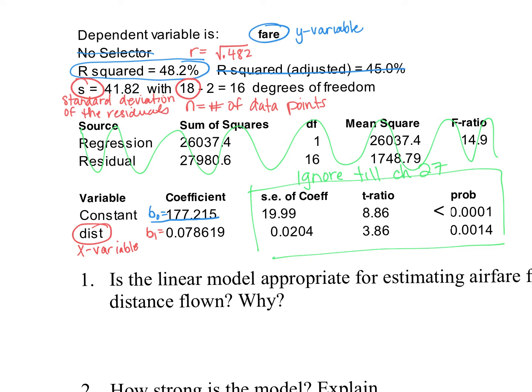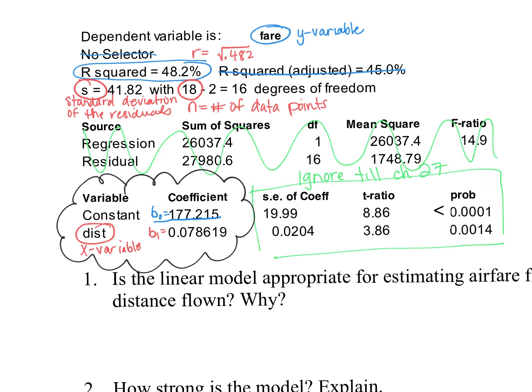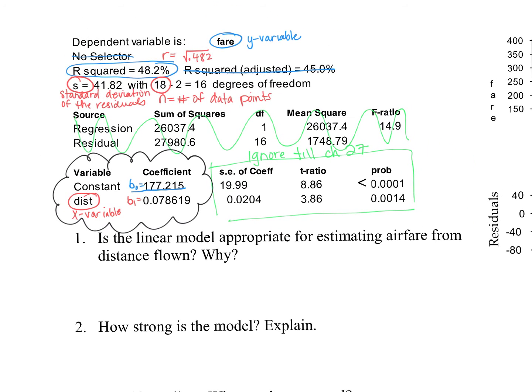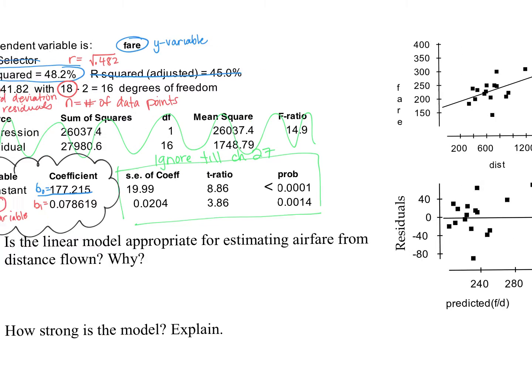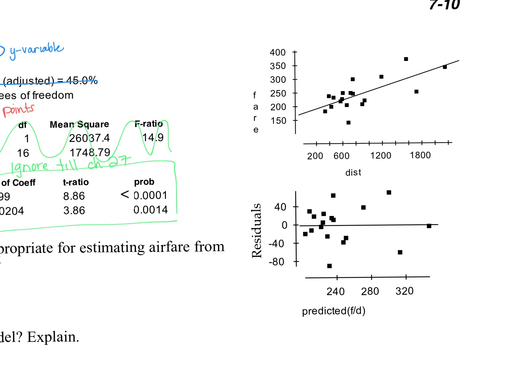Okay, so basically the most important information is at the very top and down here. Okay, this is like the most important stuff. And that's why you'll see in your book it sometimes only gives you that and then dependent variable and R squared. Okay. So it asks us in number 1, is a linear model appropriate for estimating airfare from distance flown? So we want to look at the scatter plot and the residual plot. So when it's asked if a linear model is appropriate, we want to talk about two things. Is the scatter plot linear, and is the residual plot scattered with no pattern?